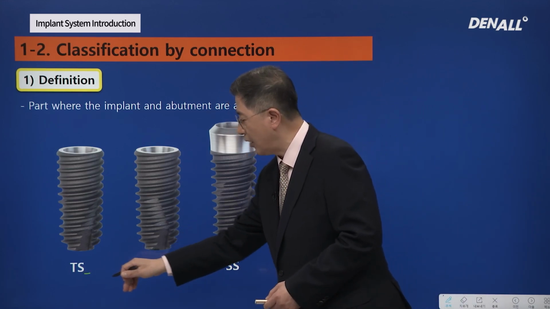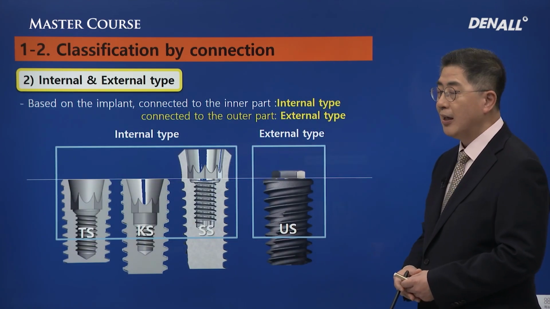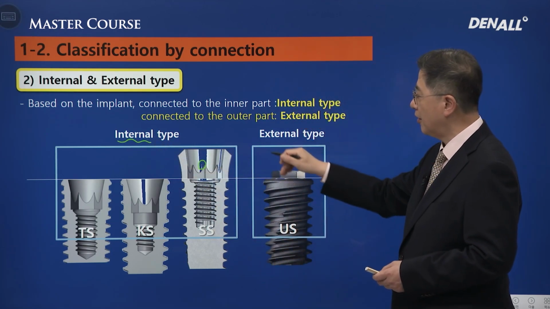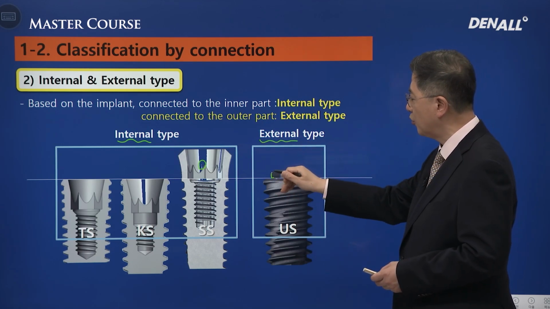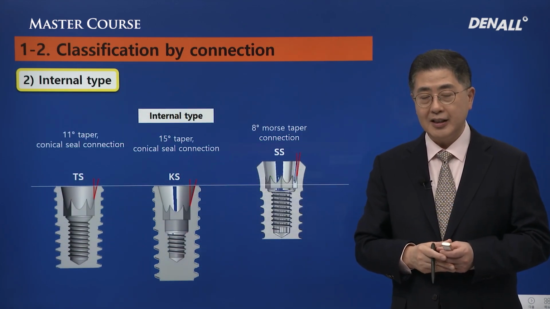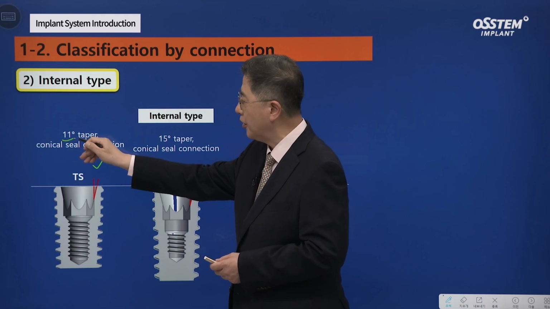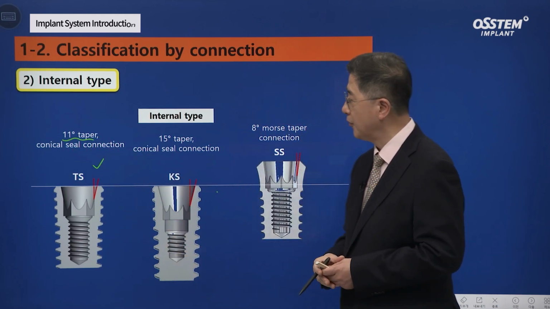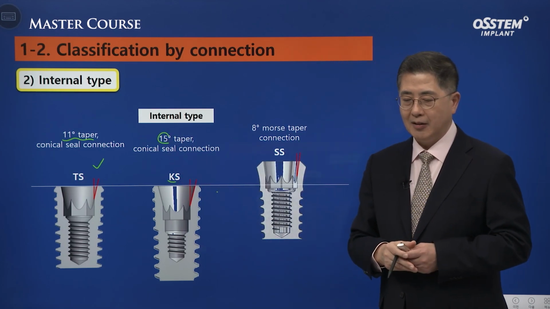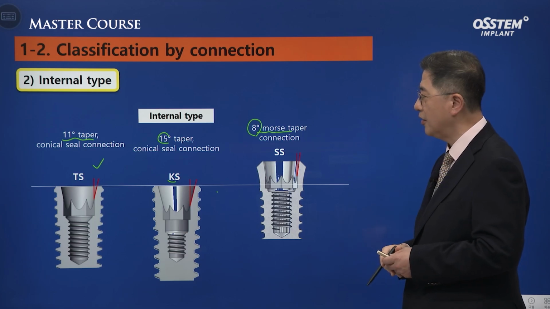Here are TS, KS with the same appearance as TS, SS, and US. As you know, there are 2 types, internal type where the abutment is connected inside and external type, or Bronnemark type, where the connection is done outside. These days, we mostly use internal types, and among them, this 11-degree tapered TS implants are most frequently used. KS implant, which has recently been released, has a 15-degree tapered structure, and then there is SS implant, which stems from Straumann implant. It has an 8-degree Morse tapered internal connection.